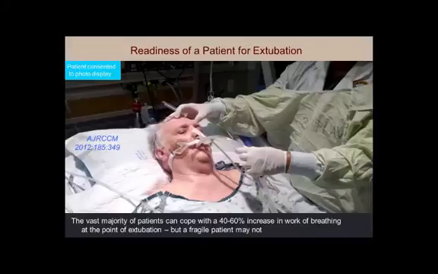So the thing is, if you look at the randomized controlled trials, obviously you see that many patients do perfectly well at being extubated from a pressure support of 5 and a PEEP of 5, because the vast majority of patients are well able to cope with an increase in work of breathing of 40 to 60%. They're well able to do that. But obviously, the fragile patient that you have may not be able to do that, and that's the key part.